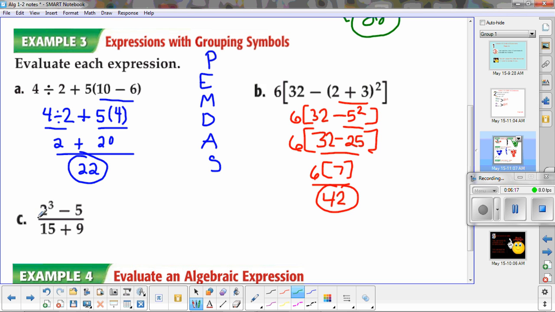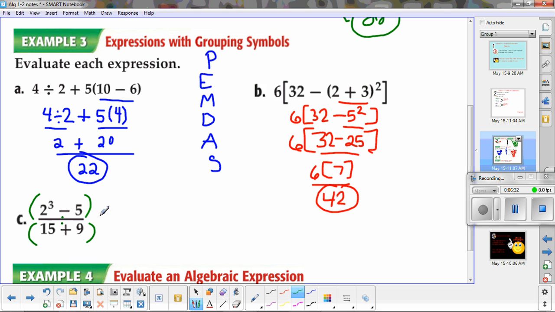Next up, we have one with a fraction bar. The fraction bar really is like a division sign. It also groups it in such a way that you are going to do what's on the top, then do what's on the bottom, and then take those two and divide.